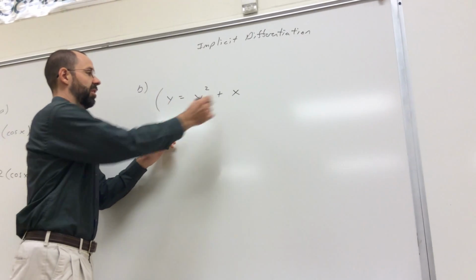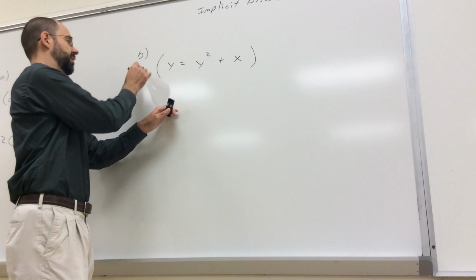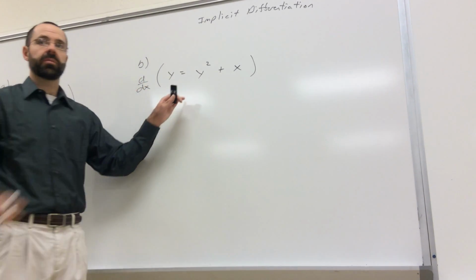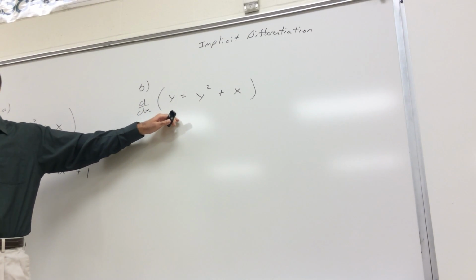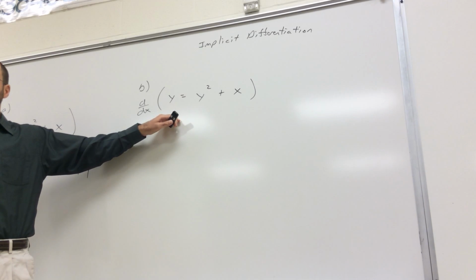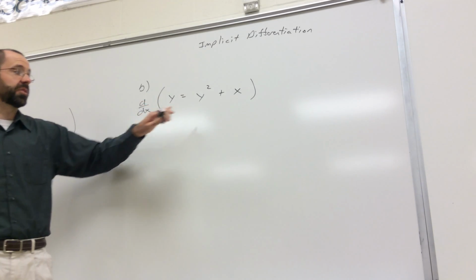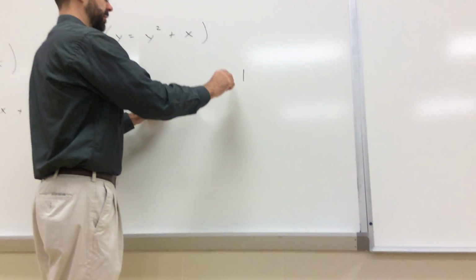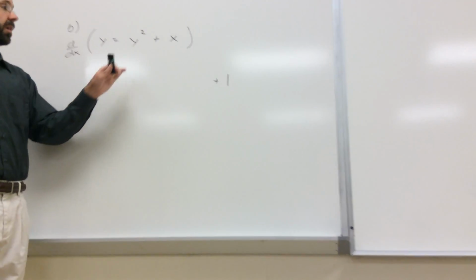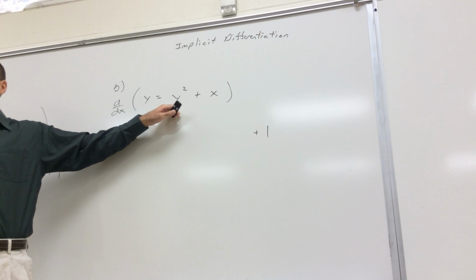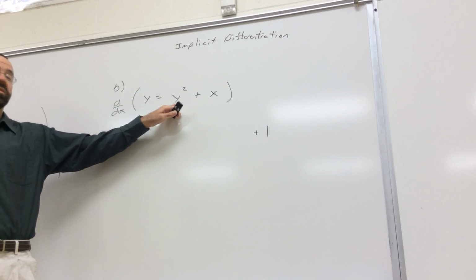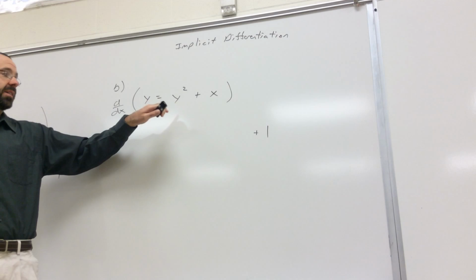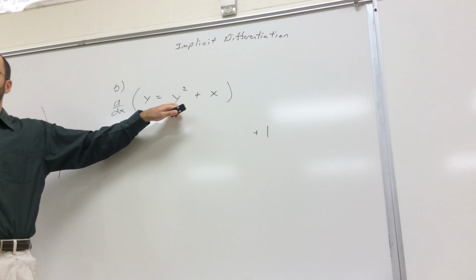So we're just going to try and proceed here and take the derivative straight up. Okay, so derivative of x is still 1. That's not a problem. And when you look at y squared, it's tempting to write down the derivative as 2y. But this is actually a chain rule here.